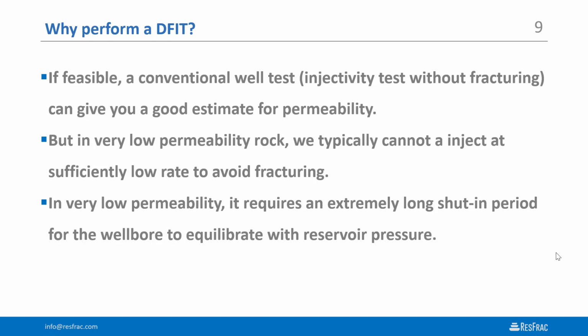But secondly, what if we just want to know the permeability? Well, in very low permeability rock, you can't inject slowly enough to avoid hydraulic fracturing, right? If the permeability is 100 nanodarcies, you would have to inject very, very slowly to create radial flow and do a conventional well test. So you basically have to create a hydraulic fracture. And so that's why we have to do a fracture test in low permeability rock in order to get the permeability.